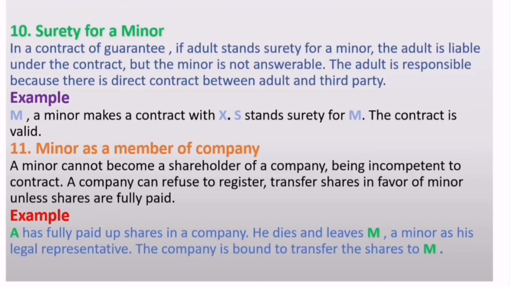The next one is minor as a member of a company. A minor cannot become a shareholder of a company. Being incompetent to contract, a company can refuse to register or transfer shares in favor of a minor unless the shares are fully paid. So where the shares are fully paid, a minor can become a member of a company, or a company can transfer the shares to the minor as a member.